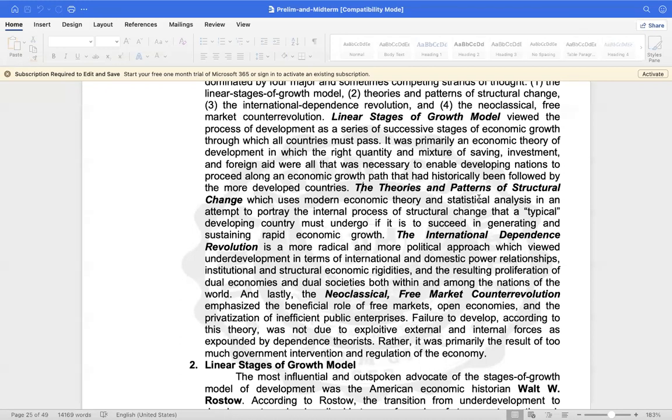Next is the international dependence revolution. This is a more radical and more political approach which viewed underdevelopment in terms of international and domestic power relationships, institutional and structural economic rigidities, and the resulting proliferation of dual economies and dual societies both within and among the nations of the world, no. This is good, it is okay to be dependent, no, as long as it is a healthy kind of dependence.